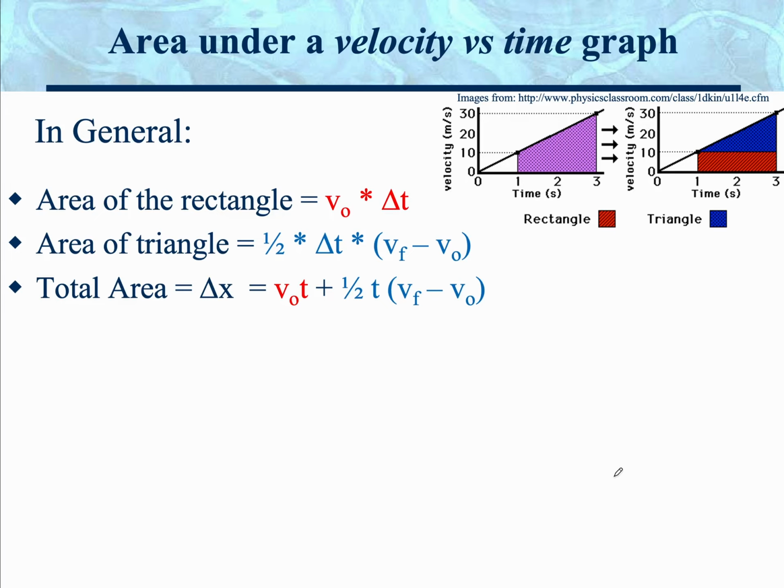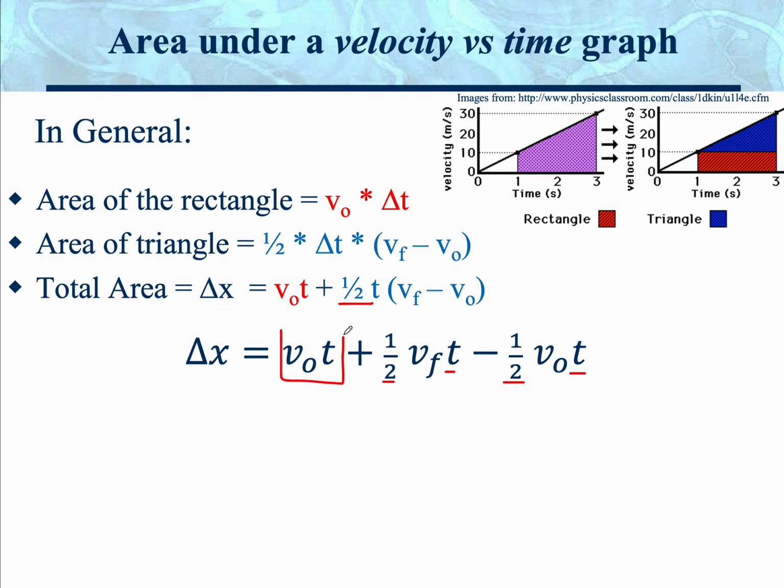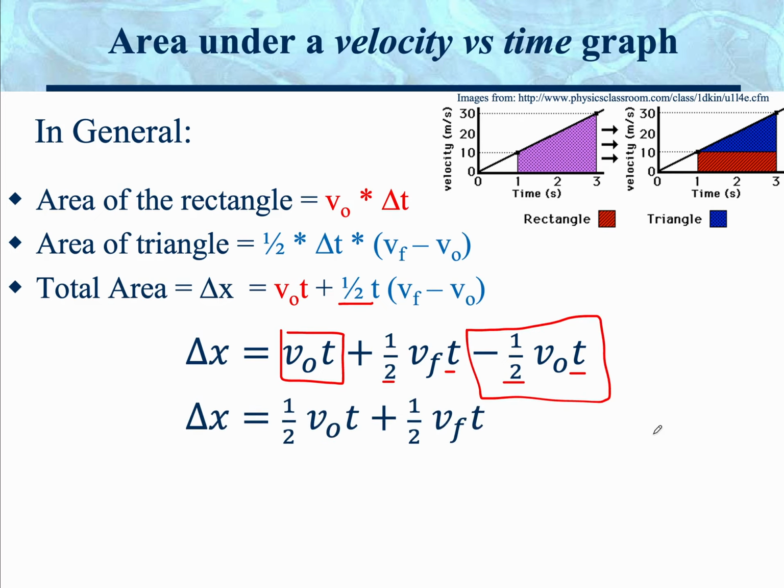If you take a look at that last equation again, the area of the rectangle plus the area of the triangle, you can distribute the 1/2 t through both of these last two pieces. So here's the 1/2 t. But you'll notice now that this term and this term are the same. We just have v0t and then negative 1/2 v0t. Combine those together gives us just positive 1/2 v0t plus 1/2 v final t.